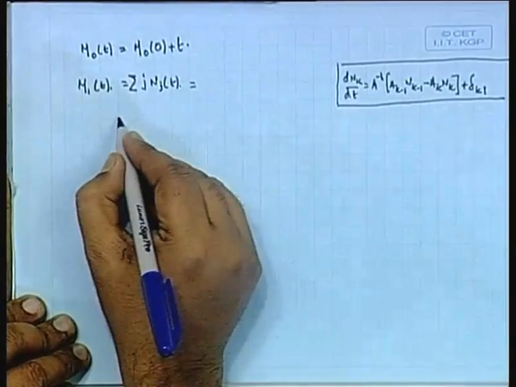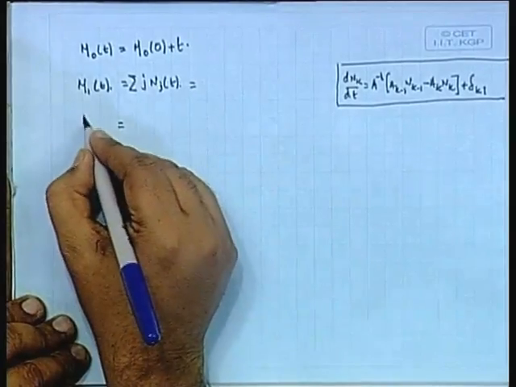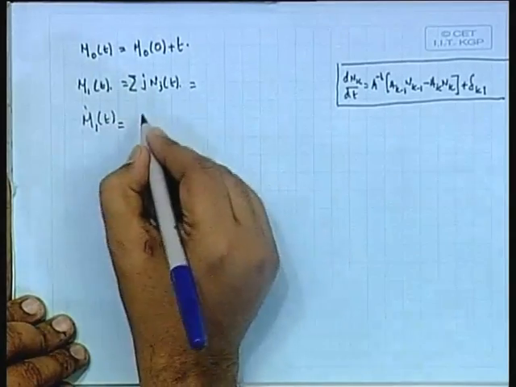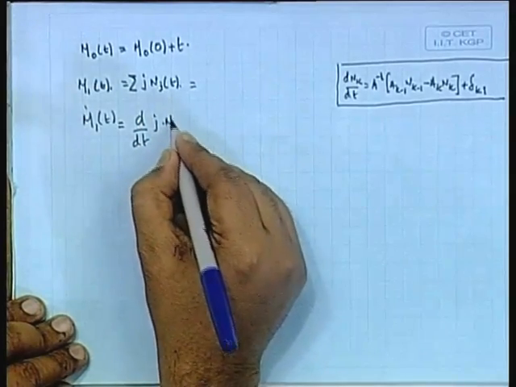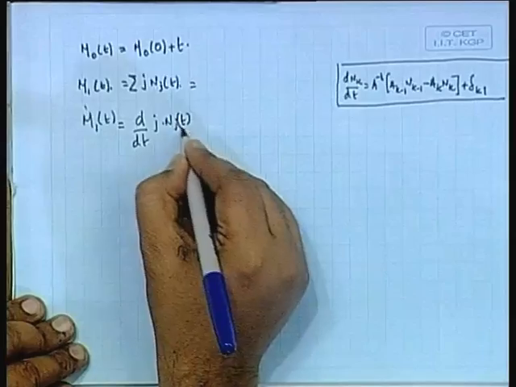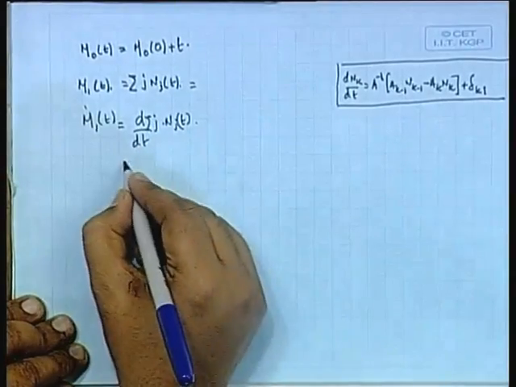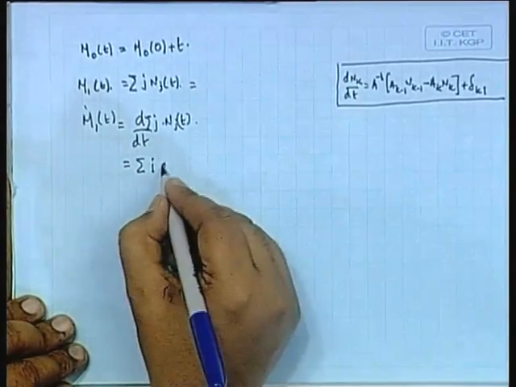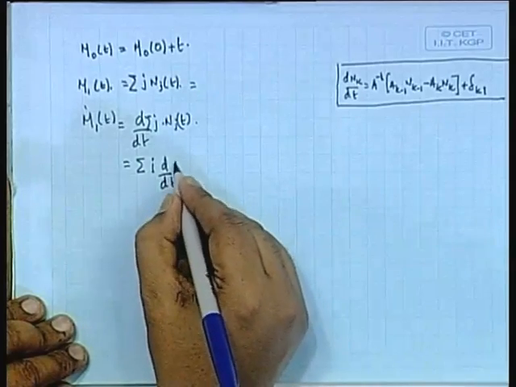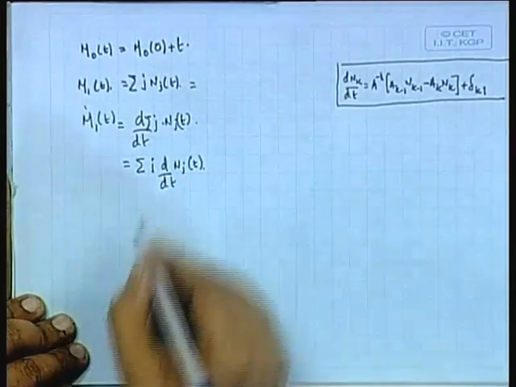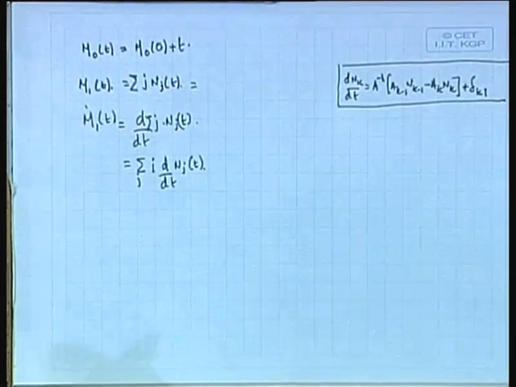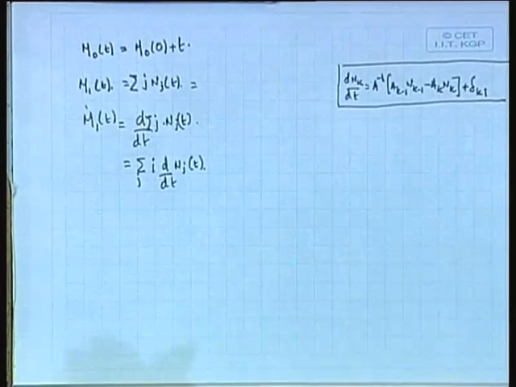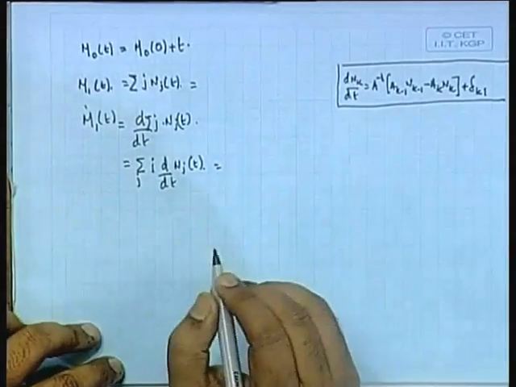So, now see what happens. I again take m1 dot t, which is equal to d/dt of the summation of j into n_j(t). The summation stays, so the summation may come out, for all j's. Agreed?